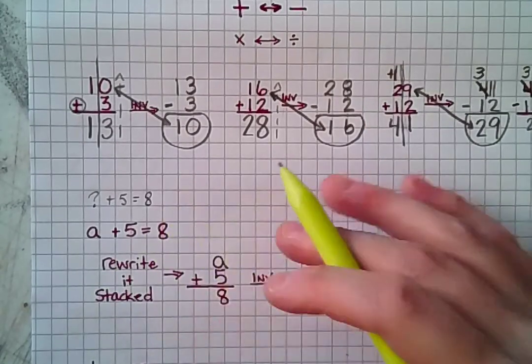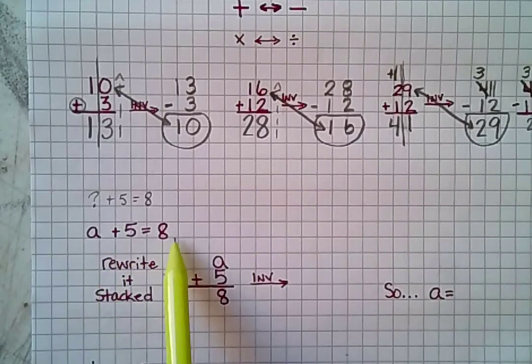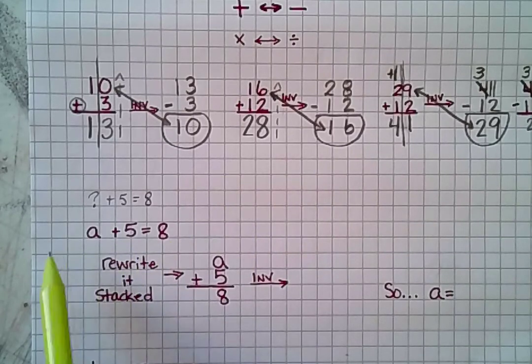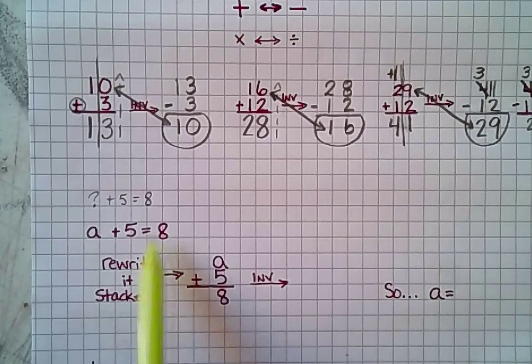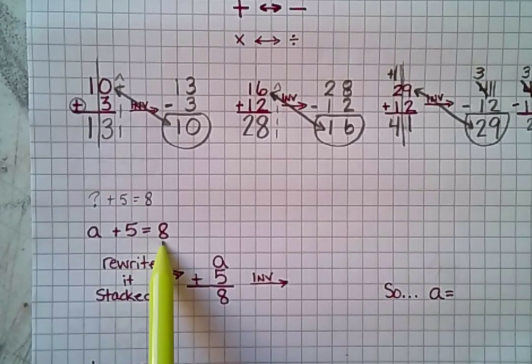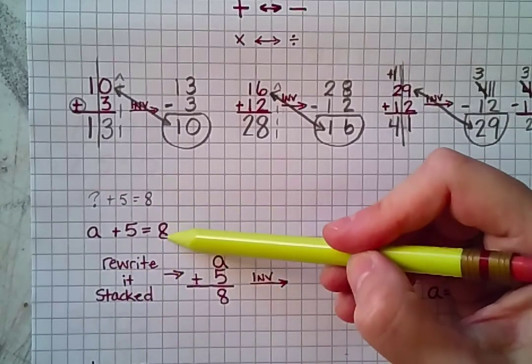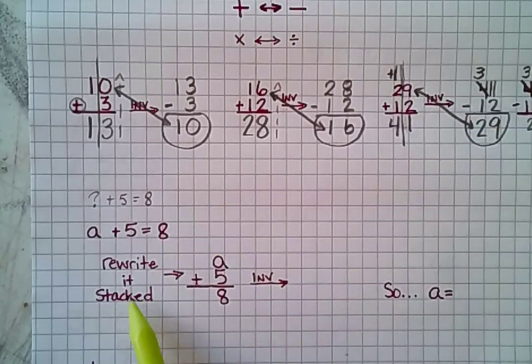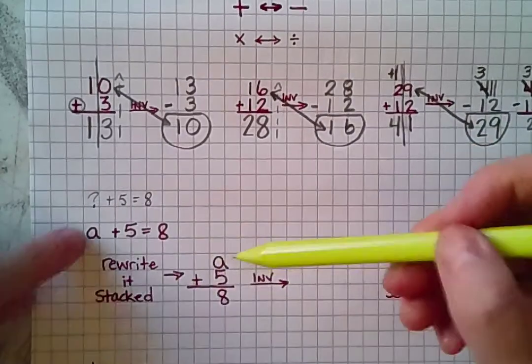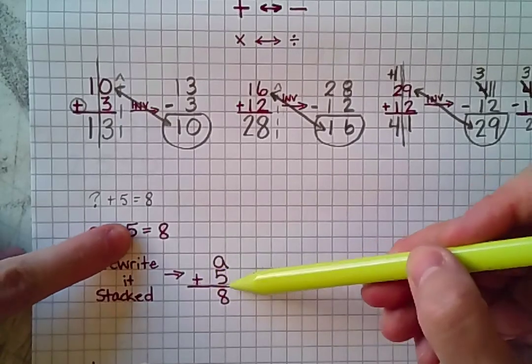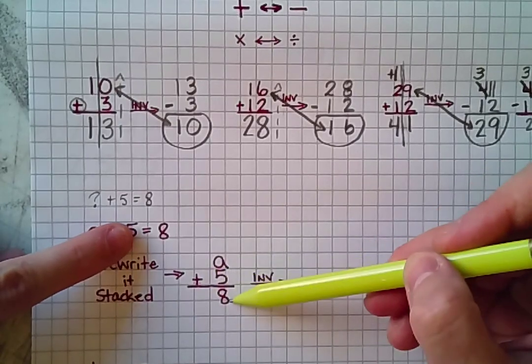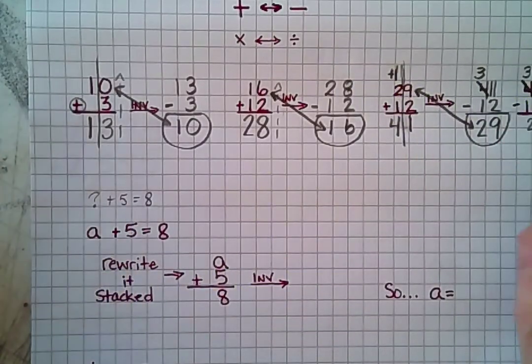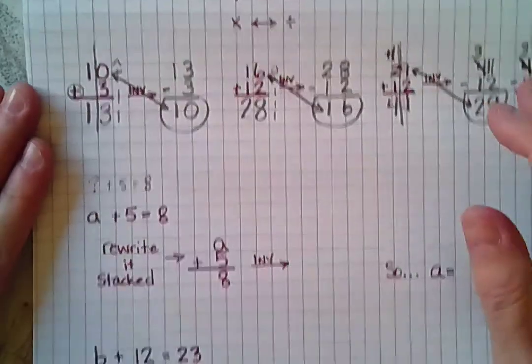So the first thing we do anytime we have a problem like this is called linear, because see how it's written in a line? We don't want to do math in a line. We want to stack it. So I rewrite it stacked. So A plus 5 equals 8. Now this is much easier to work with when it's stacked like this.